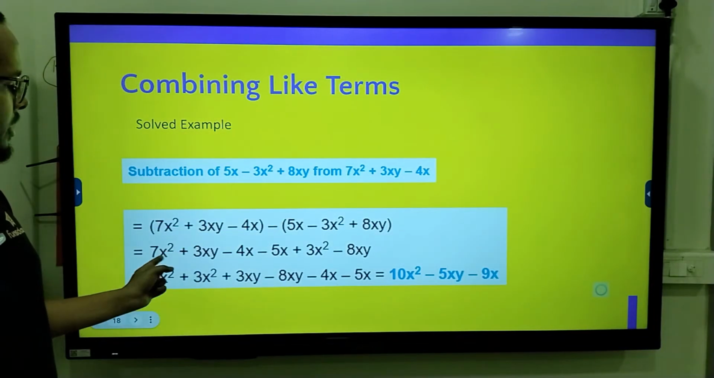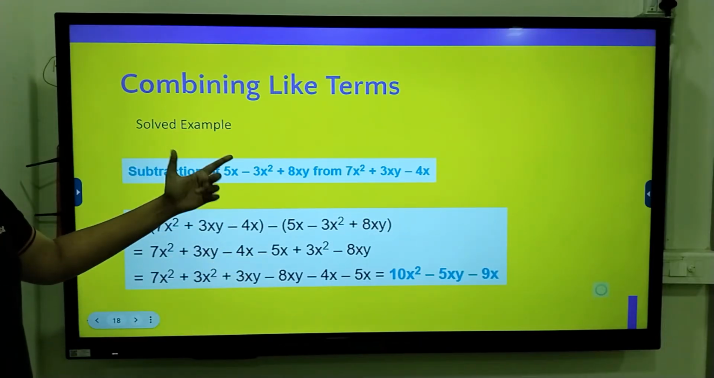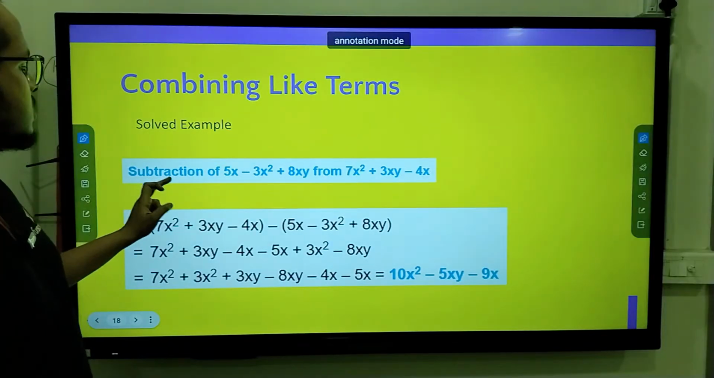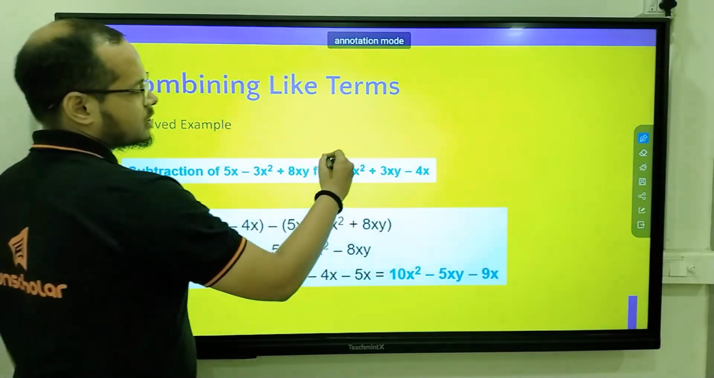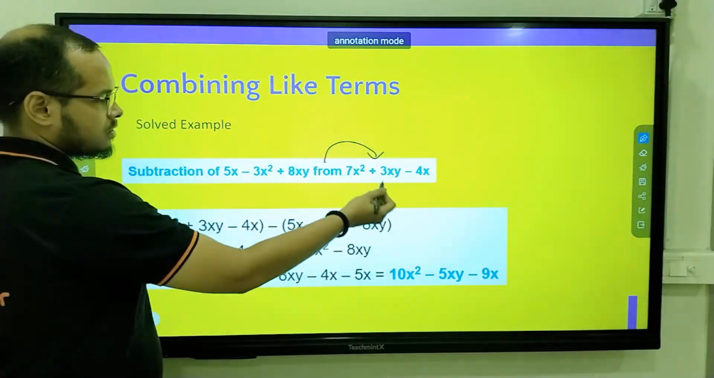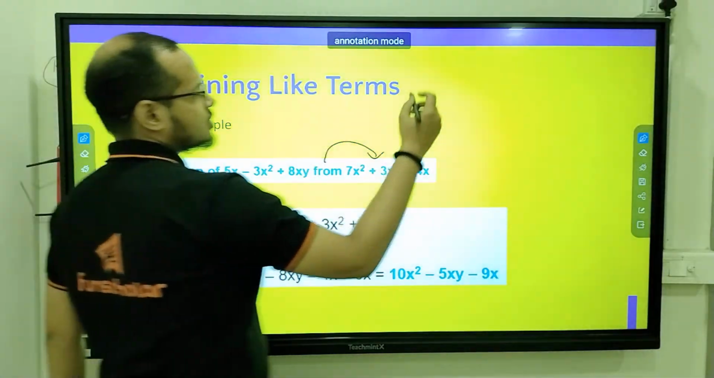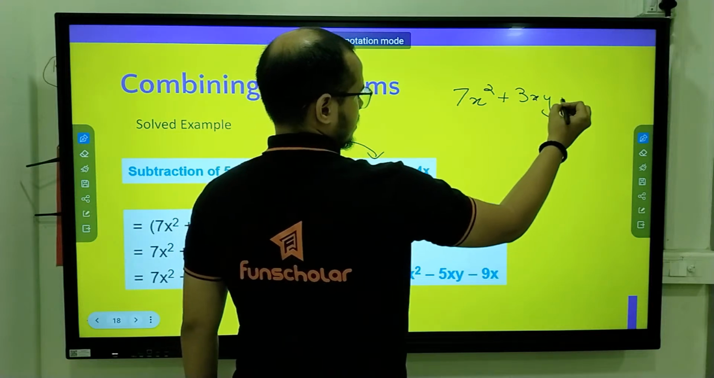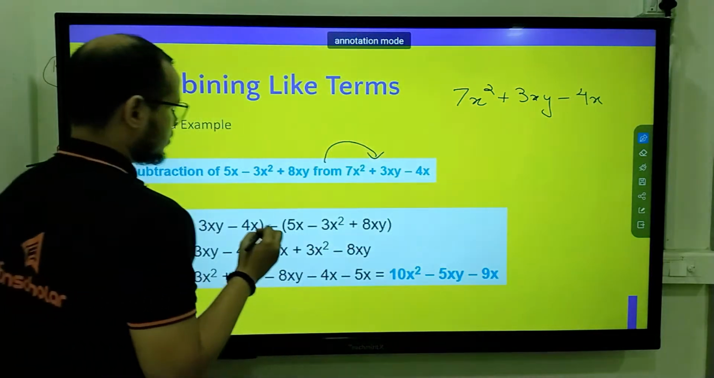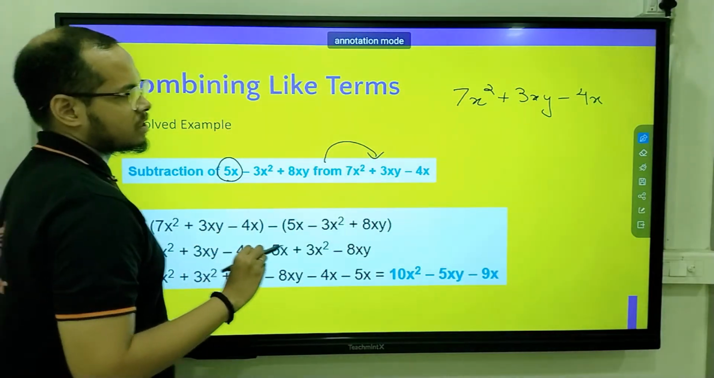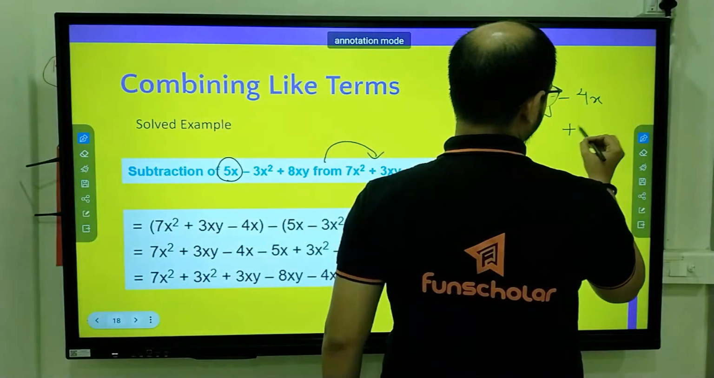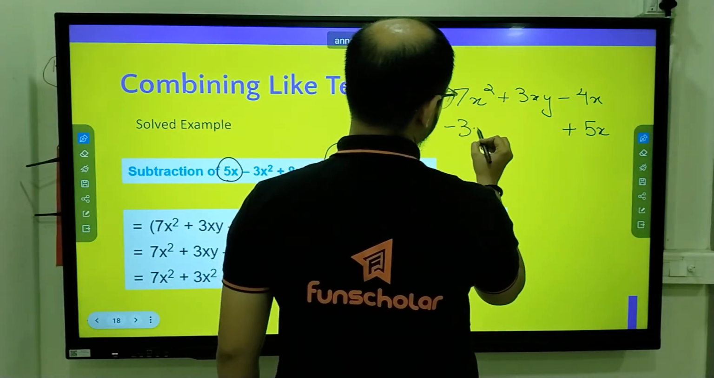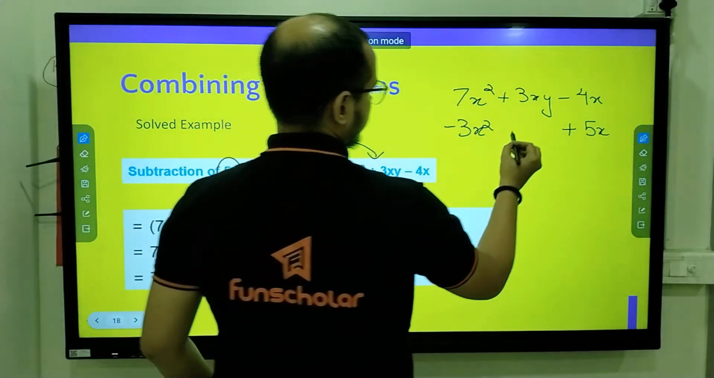Next, subtraction. Here the horizontal method is given, so we'll be using the opposite, that is the tabular method, to solve this. Subtraction of 5x from... whatever is written after "from", we have to subtract this from this. So we'll write 7x square plus 3xy minus 4x. Then 5x is here, so we'll write plus 5x here. Then minus 3x square, minus 3x square. Then plus xy.